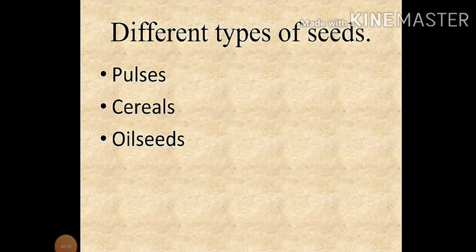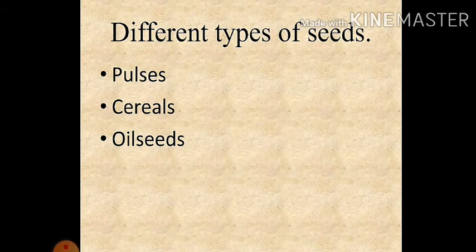Then we have learned about different types of seeds. We have learned what are pulses, cereals and oilseeds. So pulses are the seeds which, when you break them, are broken into two equal halves. Okay, and these seeds do not release oil. So if you rub it on a paper, you won't see any oil marks on the paper, because these seeds do not release any oil. These seeds are known as pulses. Examples: green gram, chickpeas, kidney beans, all the seeds which we have seen earlier.